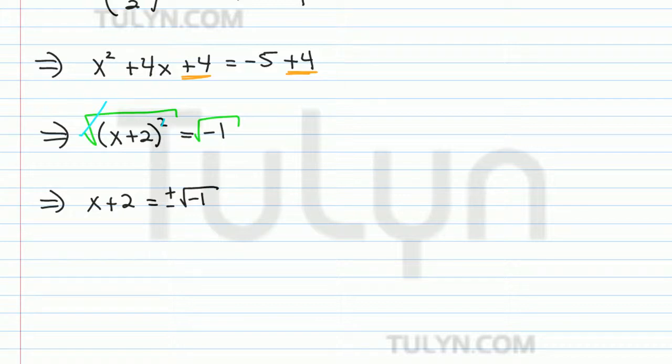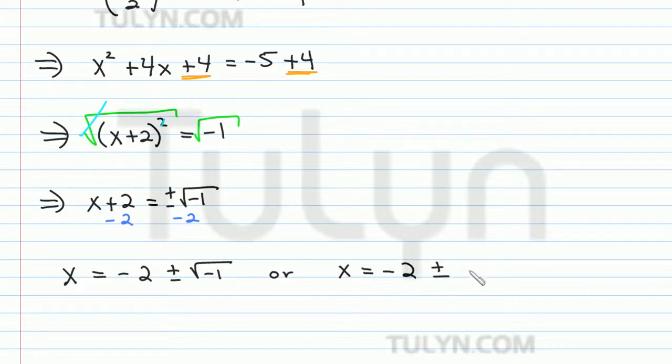And then finally, in our last step for solving for x, we subtract a 2 from each side. So x is equal to minus 2 plus or minus the square root of negative 1. Or, if you want to use complex variables notation, this is x is equal to minus 2 plus or minus i, since for complex variables we have that i is equal exactly to the square root of negative 1.